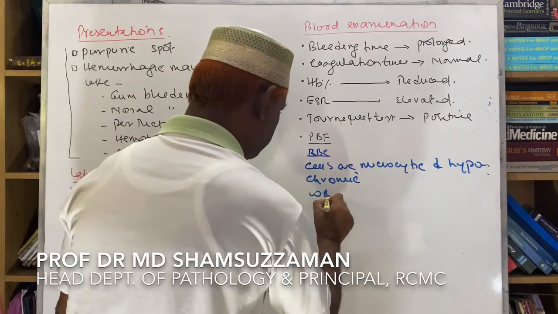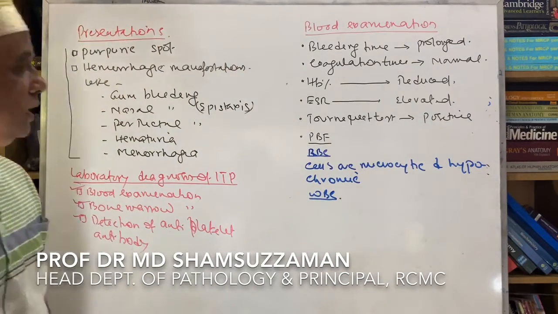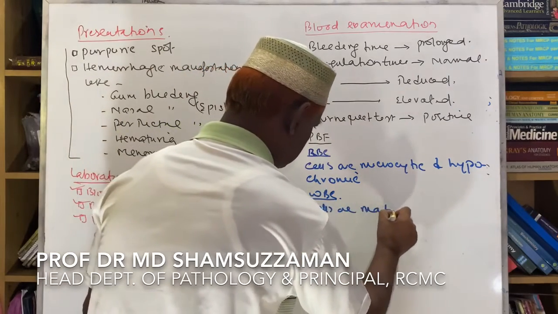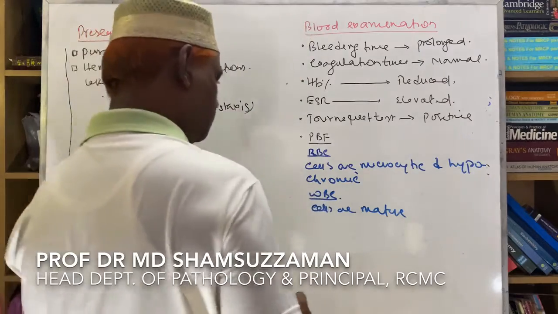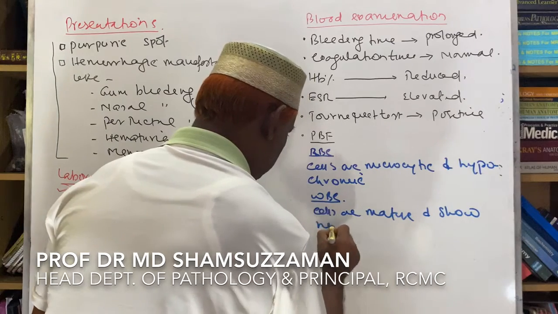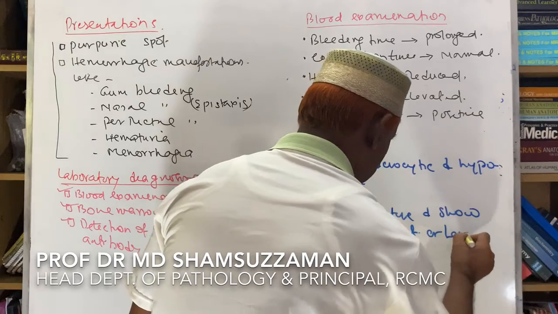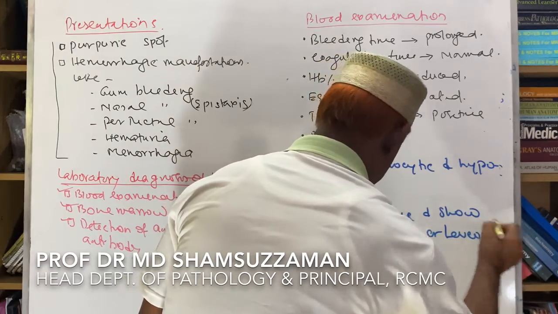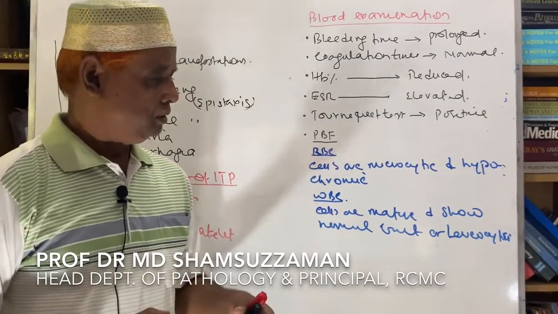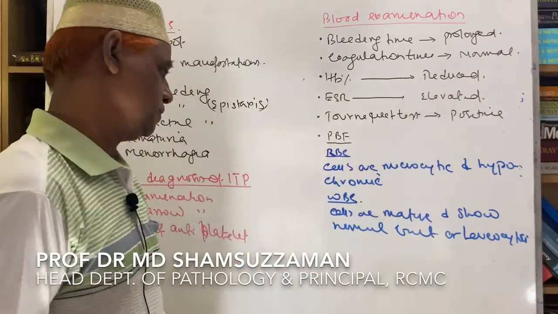Then WBC series, cells are mature and show normal count or leukocytosis. Dear audience, at the time or during the episode of hemorrhage, there will be leukocytosis.